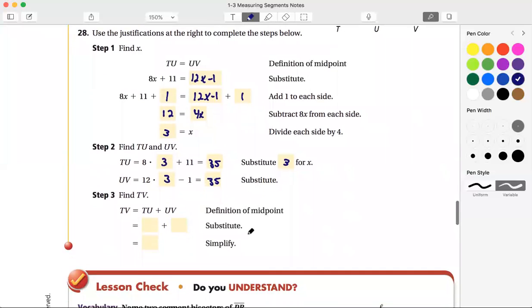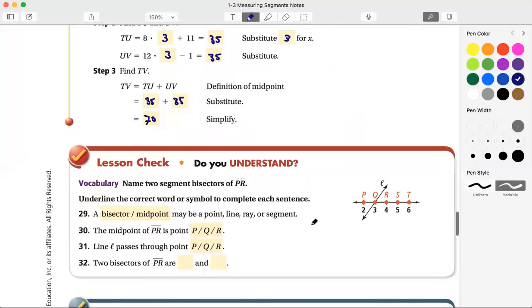Okay. So TV equals TU plus UV, that's the definition of midpoint. We know that TU equals 35, and we know UV equals 35. When I add them together, we get the total length to be 70. All right, do we understand? Name two segment bisectors of PR.